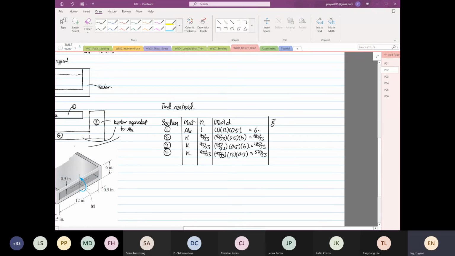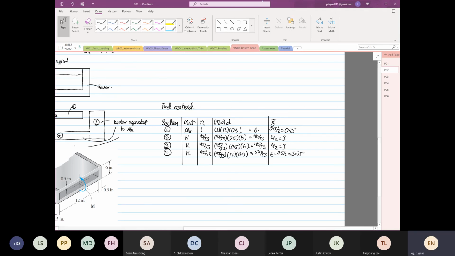The y bar, right? There's no coefficient beside, right? So this will be equal to 0.5 divided by 2, right? And then the other one is 6 divided by 2. And the last one is 6 minus 0.5 divided by 2. Okay, I have to be careful. So 6 minus 0.5 divided by 2 is 5.75.